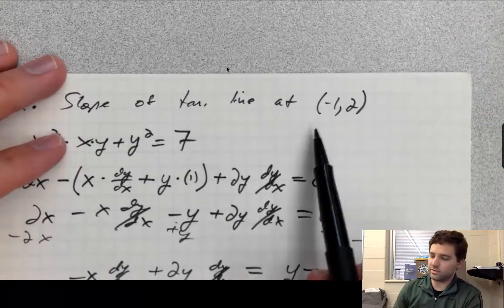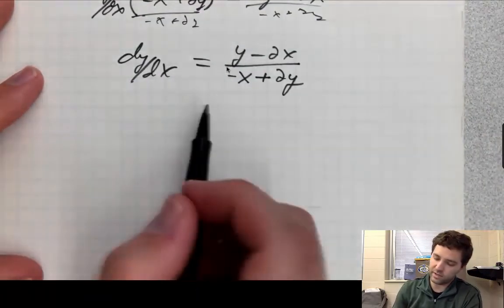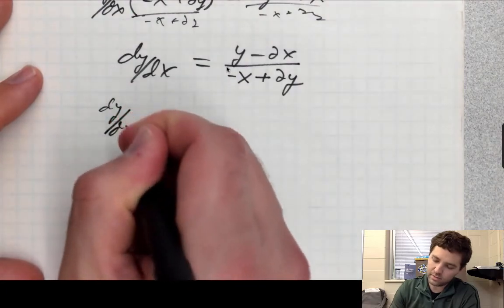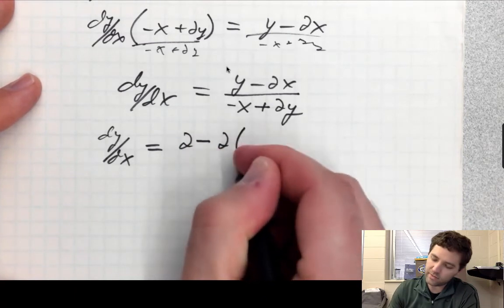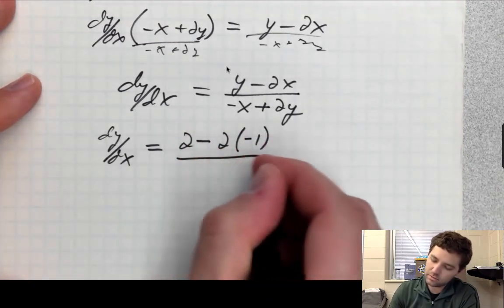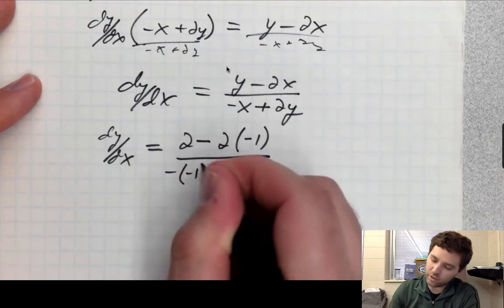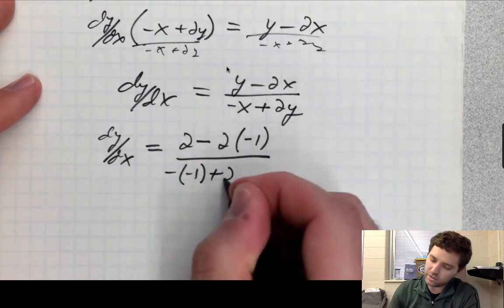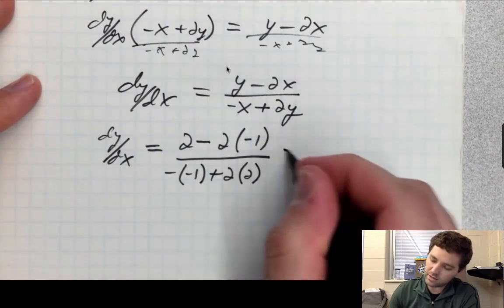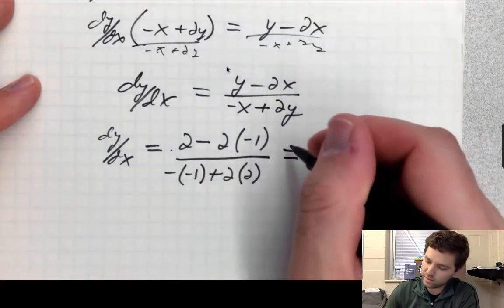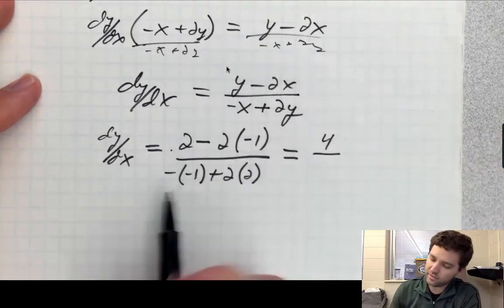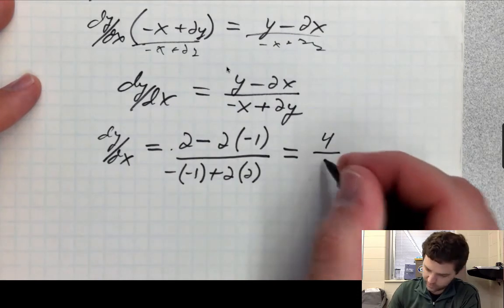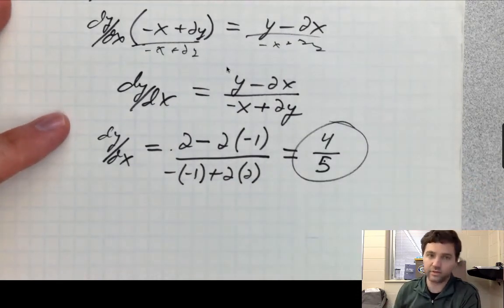I actually want, ultimately, the slope of the tangent line at (-1, 2). So I'm going to plug in -1 and 2. So I'm going to evaluate this at (-1, 2), and I'll get this. Dy dx is equal to, so I have y, which is 2, minus 2 times -1, divided by negative of -1 plus 2y, so plus 2 times 2. And so I end up with 2 plus 2 is 4, divided by 1 plus 4, which is 5. So I end up with 4/5 for the slope there.